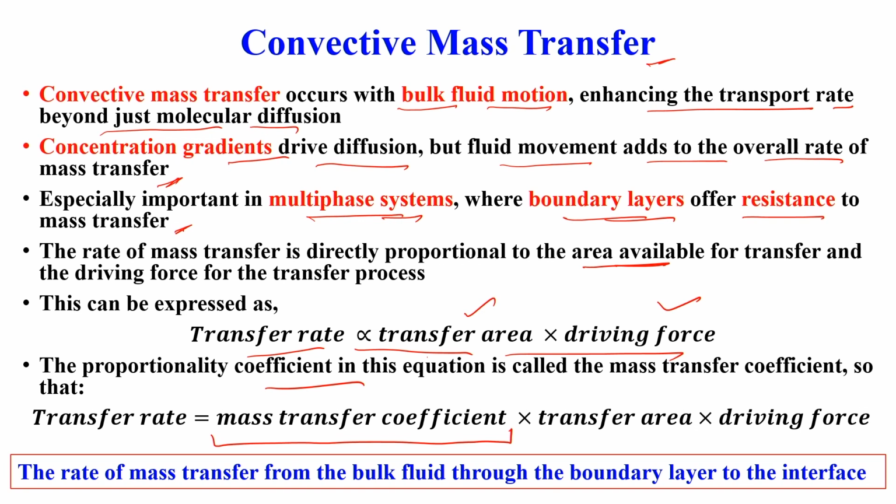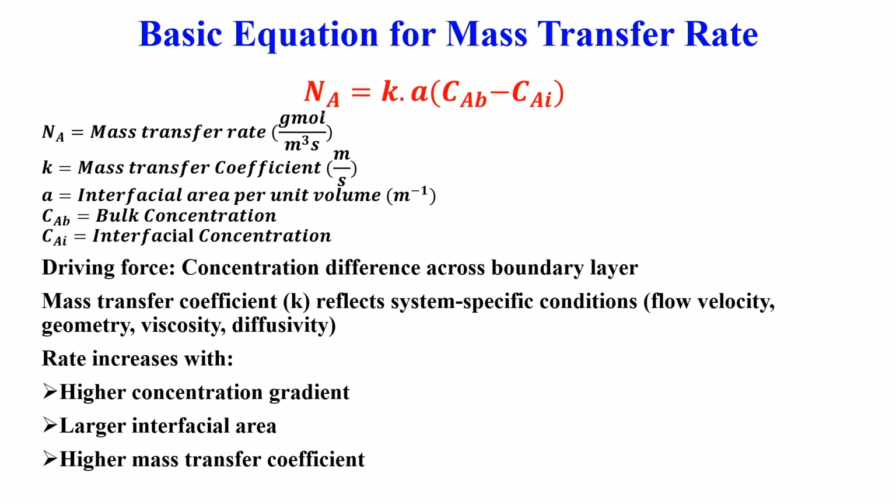So, convective mass transfer, in this case the rate of mass transfer from bulk fluid through the boundary layer to the interface. So, where the mass transfer is taking place from the bulk fluid to the interface through the boundary layer. So, we are having this bulk liquid and this is your interface. So, from here it is going to here through the interface. The same can be written in this way.